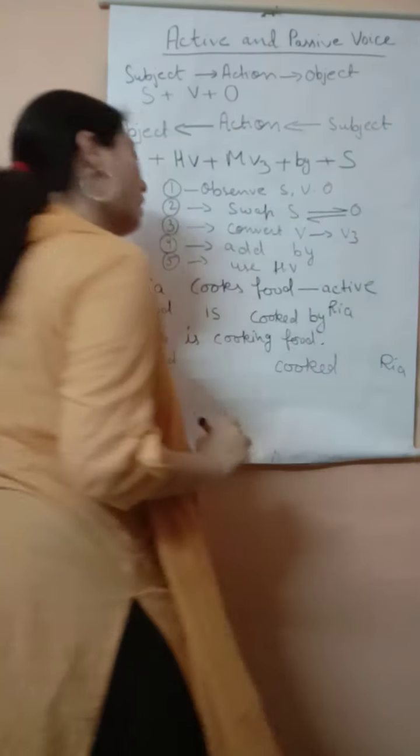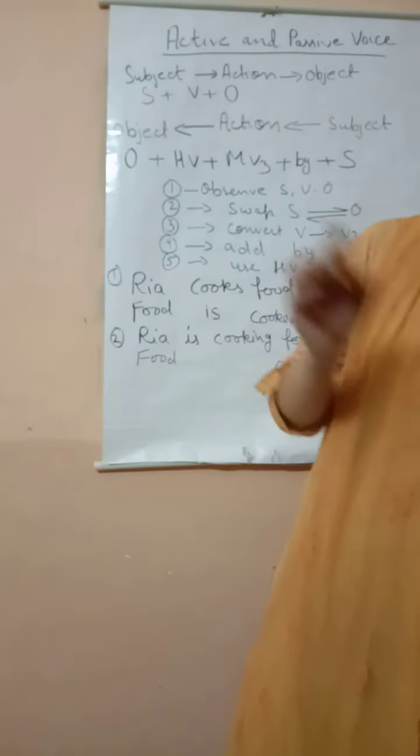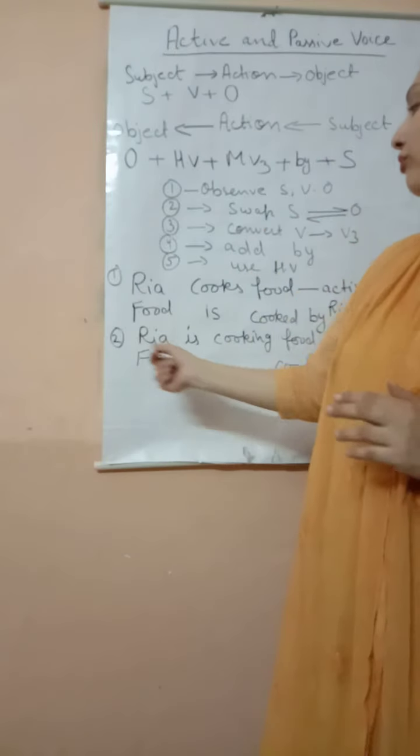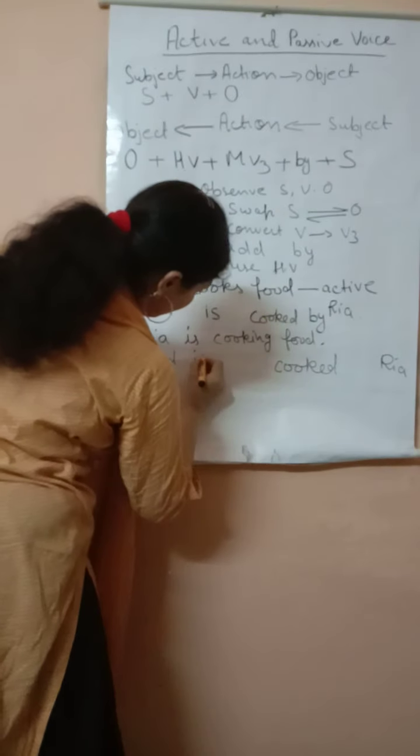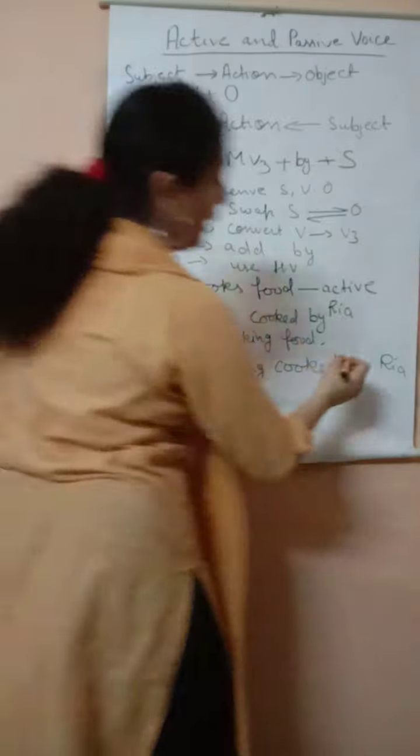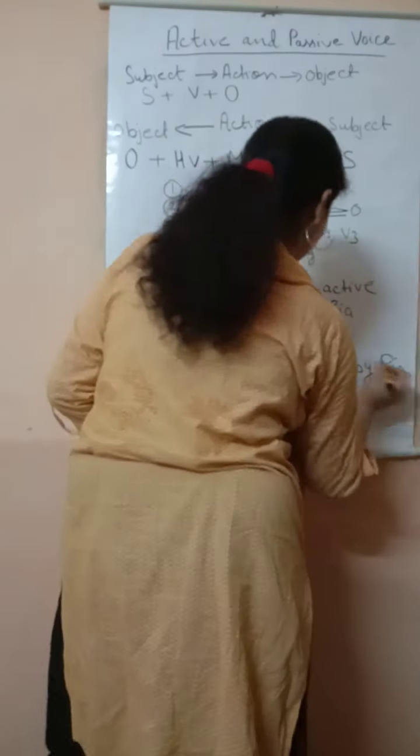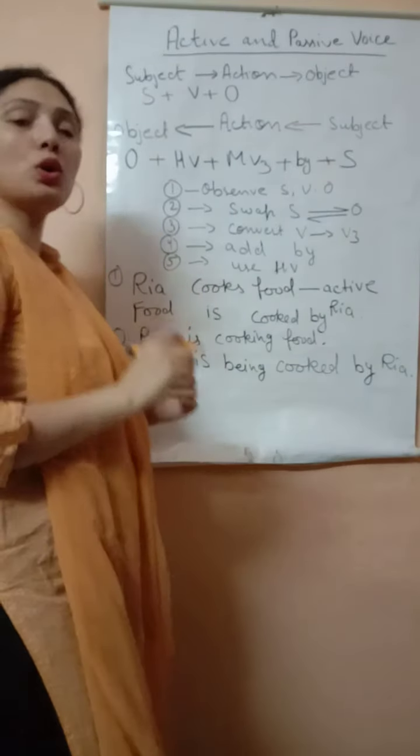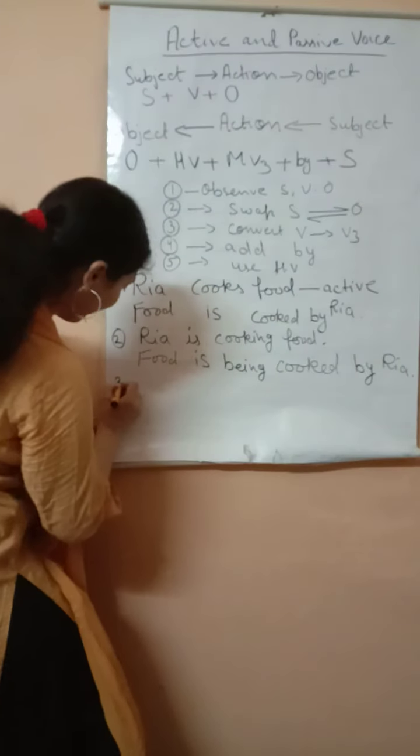Cooked. Alright. And for present continuous tense, we use the helping verb is being, are being or am being. For food, what we have to use? Is being. Food is being cooked. Here I am adding preposition by. So now my sentence is food is being cooked by Ria. Very simple.